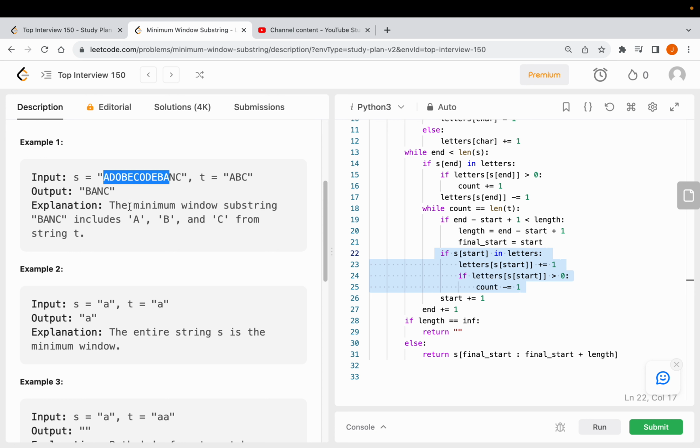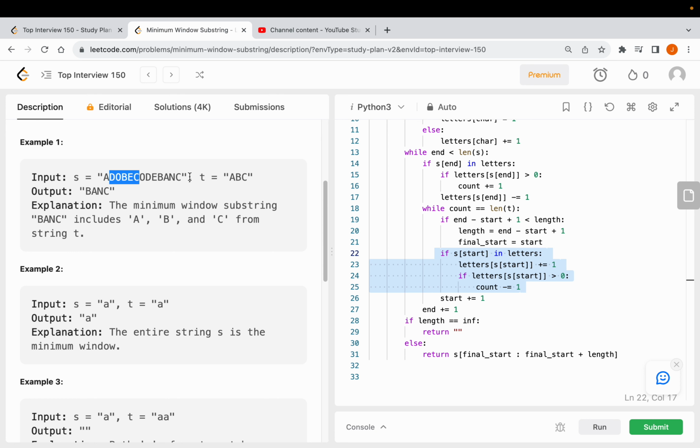Whereas in this solution, once we have found this window, we are now looking at the left-hand side and removing them. So the first thing we do, it is in the dictionary. So we basically remove this because we are now considering shrinking this window from the left-hand side. So we remove that.